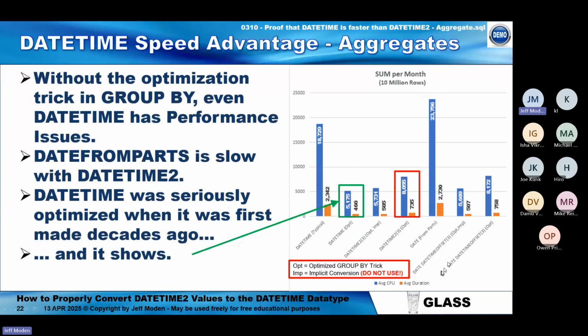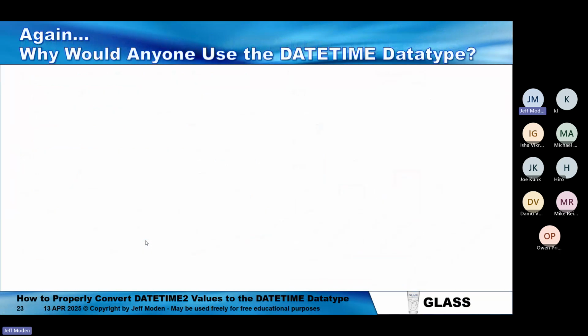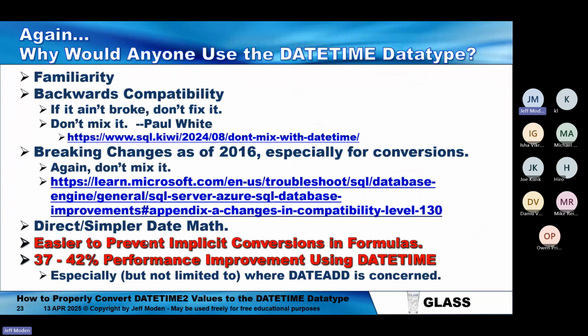These other ones, the DateTime2 offset 3, that's the same as the DateTime2 over here, except it's offset. And these other ones have the IMP in it, the implicit conversions, and you've got to not use those because you could have stuff changing places by year. Alrighty. So again, why would anyone use DateTime data type?